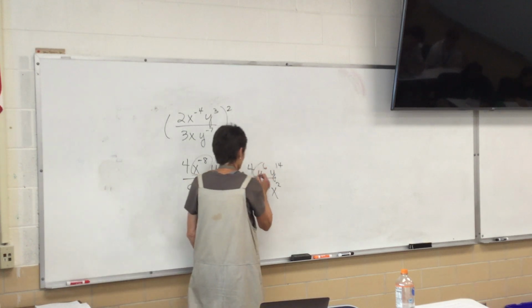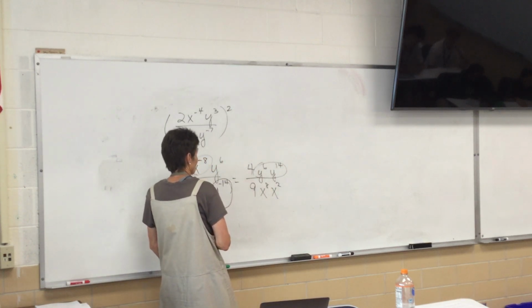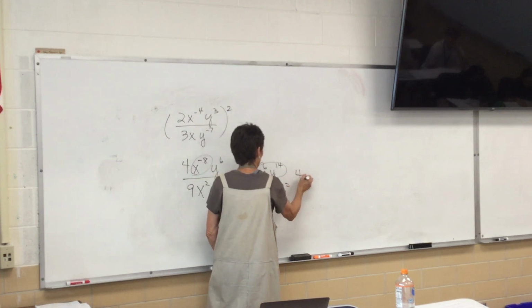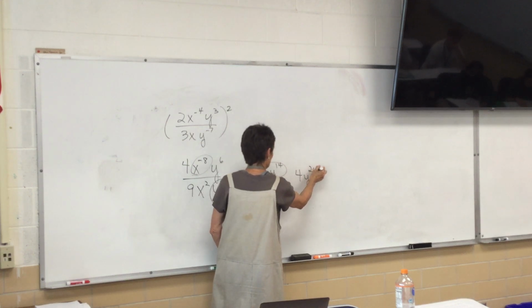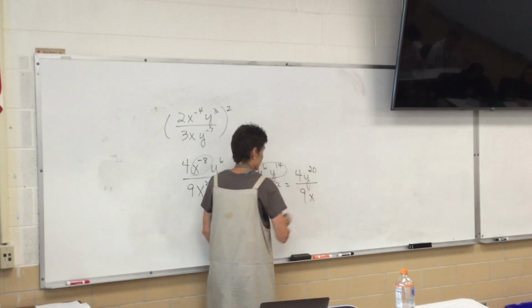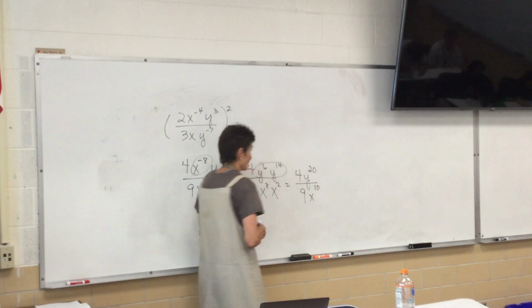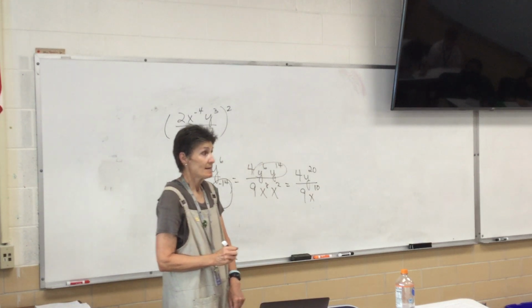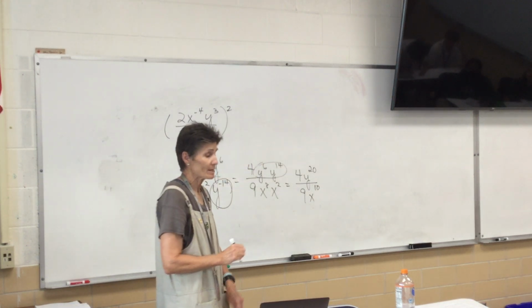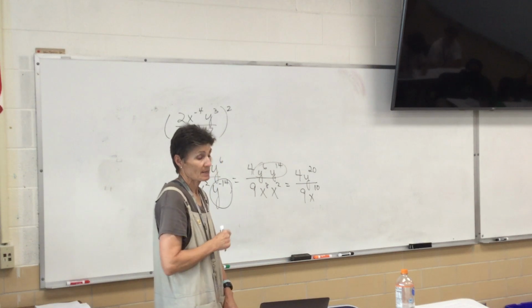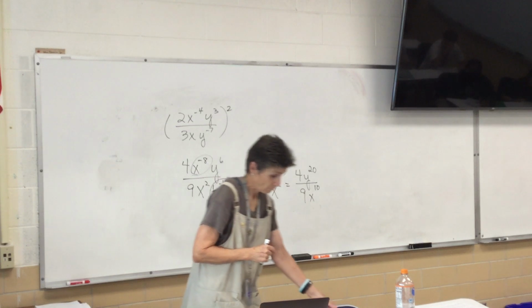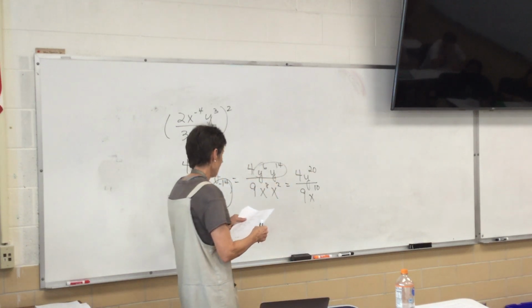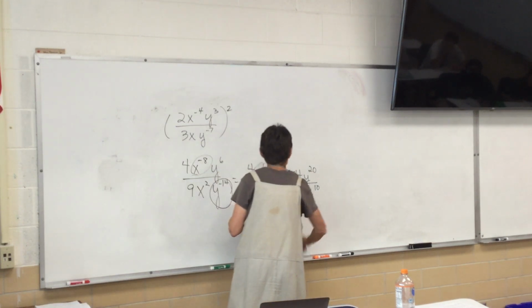Now, what about these guys? Can that be simplified? Yep. 4y to the 20th over 9x to the 10th. Perfect. Anybody have a question about that? Now, if you did that problem in a different order, it's fine, but you should get that same answer. Okay, what about this guy?